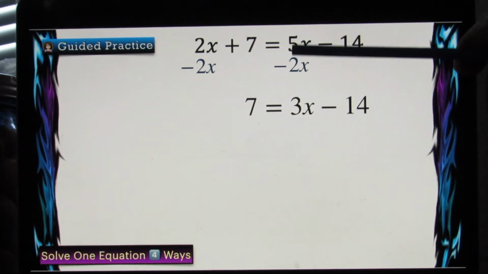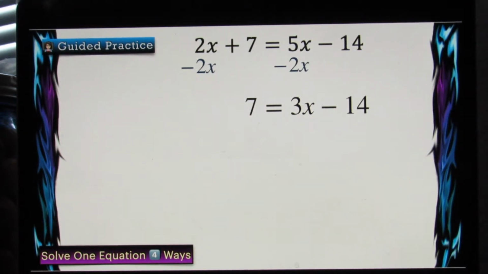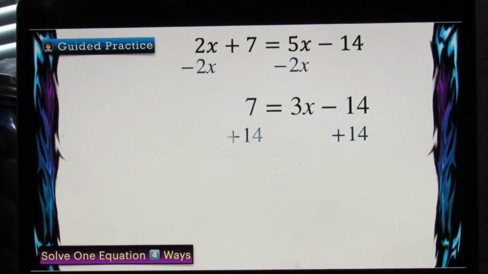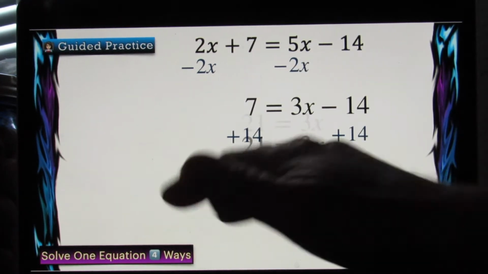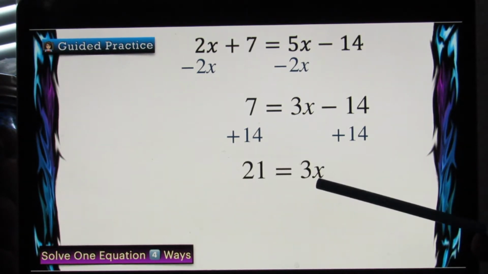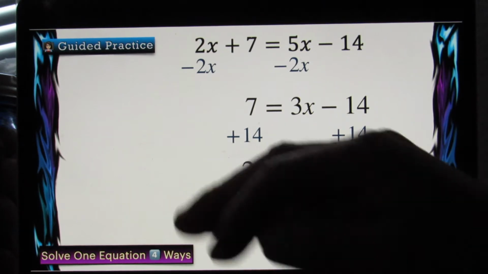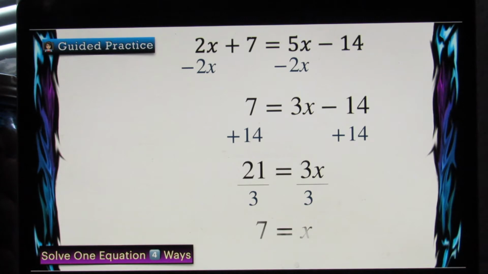So keep in mind, my first step, I decided to get rid of this term when I solved this equation. Now I've got a two-step equation left, and I'm going to add 14 to both sides of the equation, always doing the same thing to both sides of the equation. That'll leave me with 21 equals 3x. And I think you can probably tell that's got to be a 7 because 3 times 7 would give me 21. But of course I should show that I'm dividing by 3 on both sides of the equation. And I'll get 7 equals x.